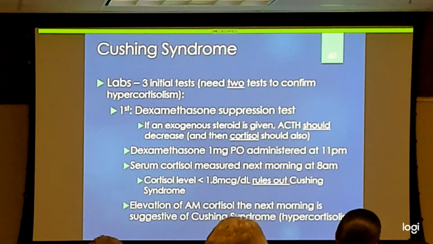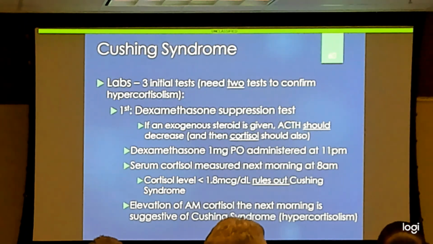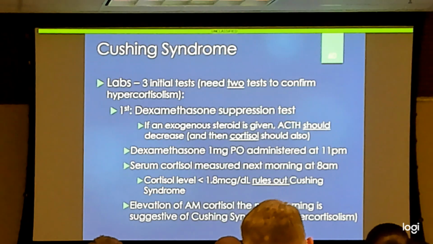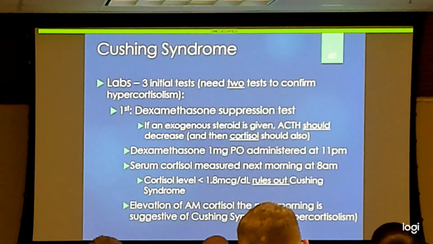All right, so same stuff we did before. The very first test you do, if you're suspecting this person has either syndrome or disease, is a dexamethasone suppression test. I give them dexamethasone, 1 milligram, easy, at 11 o'clock at night, and then I measure the cortisol the next morning and see what happens. If the level is elevated, boom.